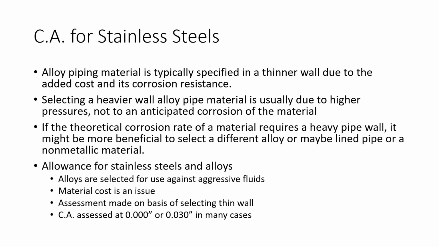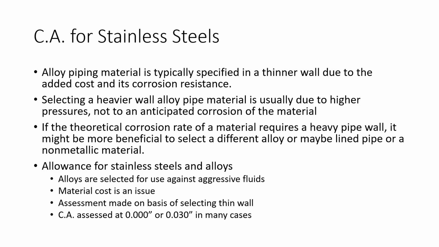Alloy piping material is typically specified as a thinner wall due to the added cost and its corrosion resistance. When having to select a relatively high-priced alloy material, try to select one that can be assigned a 0 corrosion allowance. Doing so provides a high safety margin against a process or chemical with a high propensity to attack its host pipe and allows you to use thin wall pipe or tubing to keep the cost down in doing so.